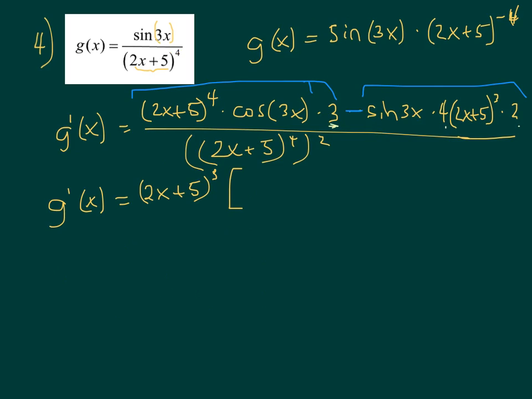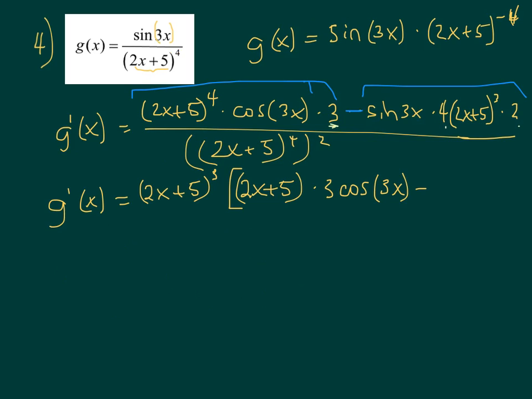All right, so what would be left on the left-hand side would be 2x plus 5. Okay, because remember you're dividing 2x plus 5 to the third away from 2x plus 5 to the fourth. So subtract the exponents, we get 2x plus 5. Okay, times 3 cos 3x. So I just moved the 3 in front.